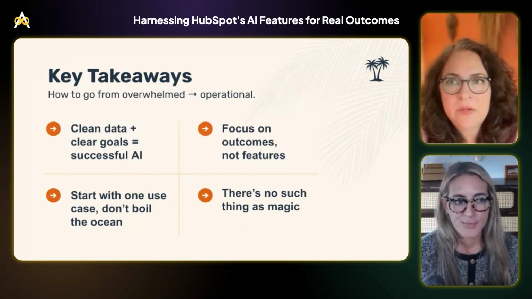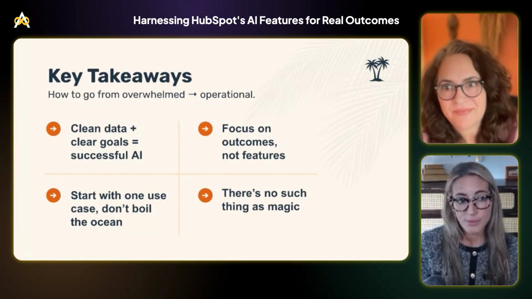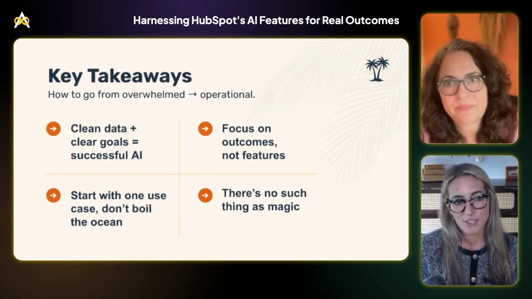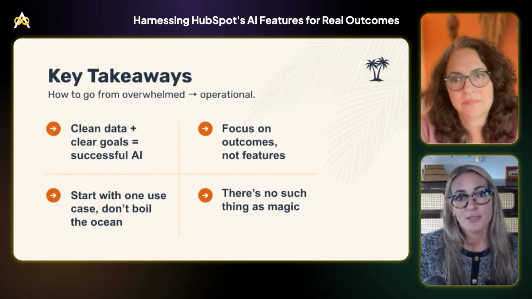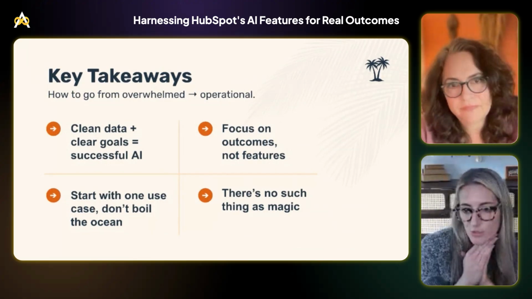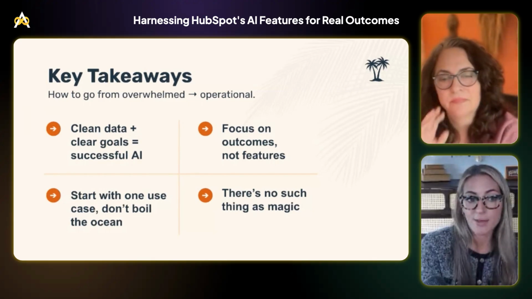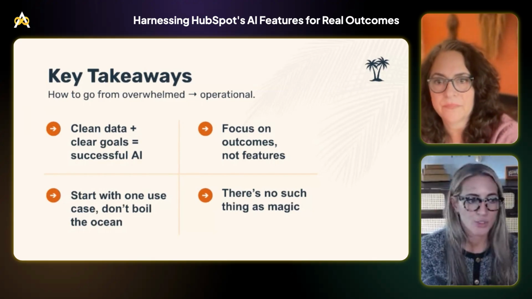Mm-hmm. Key takeaways: clean data, clear goals. That's all you, Omi. That's how you're going to make AI work for you. Yep. Focusing on outcomes, not features. If you think about a feature, you're only limited to that one view of it, right? Versus what is your goal? What is your pain point? How does that turn into a goal and an outcome that you desire? And that's how you should build out your AI solutions.